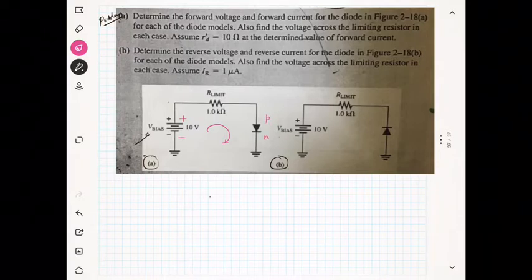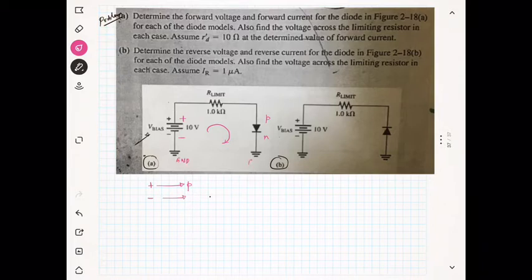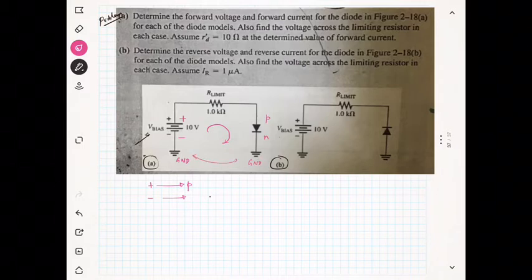So the first figure is showing that the positive of the battery is connected to the p-type semiconductor and the negative of the battery is connected to the ground, you can see here, and this is also ground. That means both grounds are connected. That means the negative is connected to the n-type semiconductor, so you can say that it is forward bias.